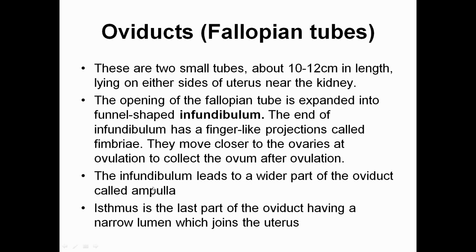The infundibulum leads to the wider part of the oviduct, which is referred to as the ampulla. Isthmus, as I told you, is a connecting link. It is the last part of the oviduct, having a narrow lumen which joins with the uterus. So it is a connecting link between the fallopian tube and the uterus.